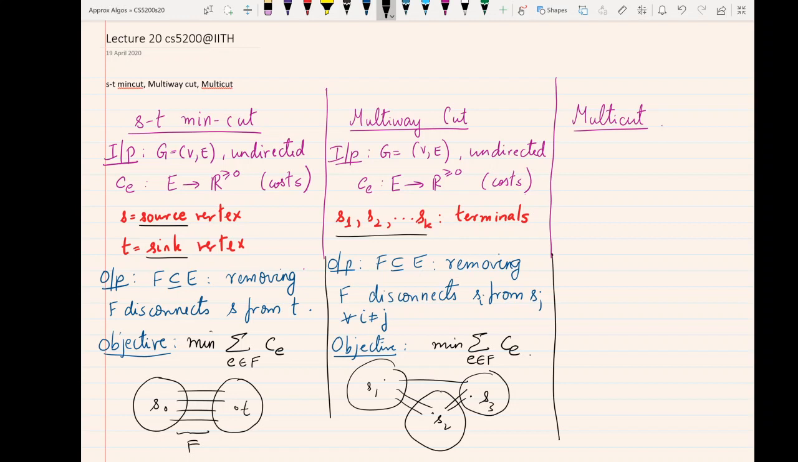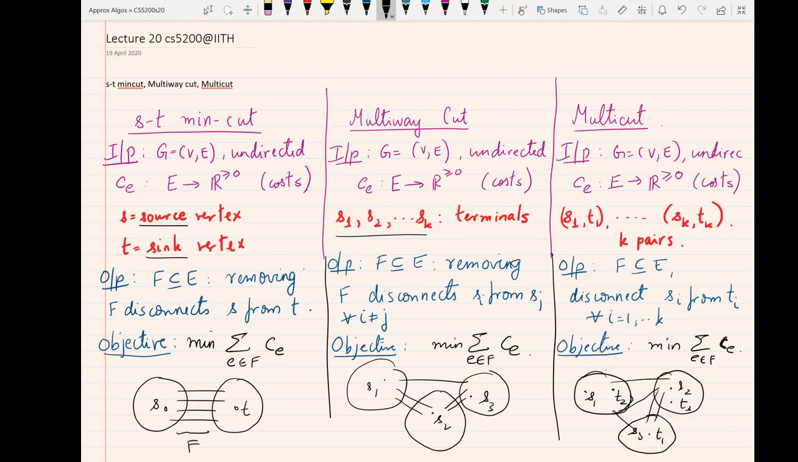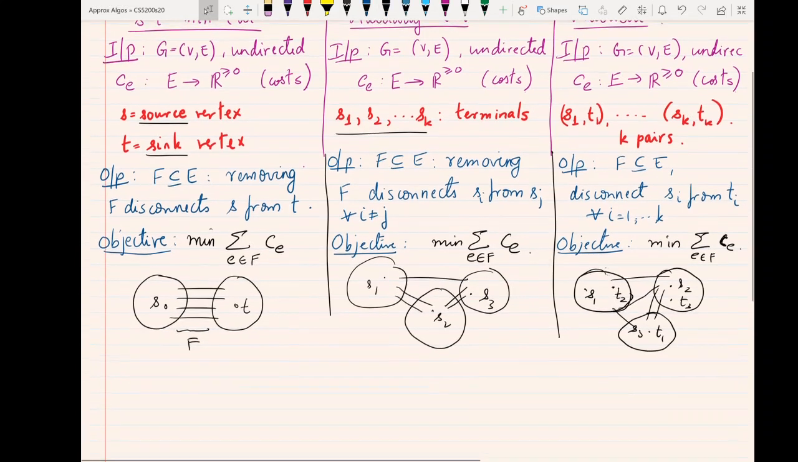where each island contains the corresponding Si. Now, further generalizing this is the multi-cut problem. The input here is going to be a graph which is again undirected with costs on the edges. Now you have k pairs of distinguished vertices Si, Ti for i in 1 to k. And the goal is to output again a subset of the edges such that removing F will disconnect every Si from the corresponding Ti. And the objective, as before, is to minimize the sum of the costs of the edges in F. So the diagram should give you an idea of kind of how these are actually looking like.